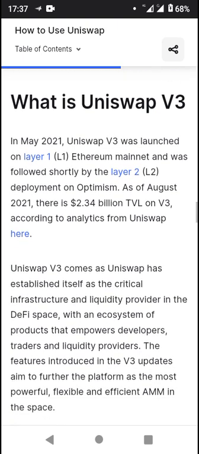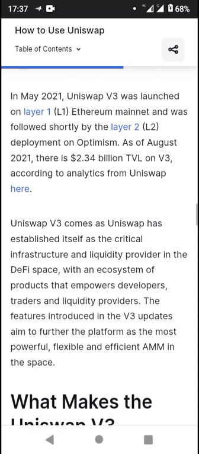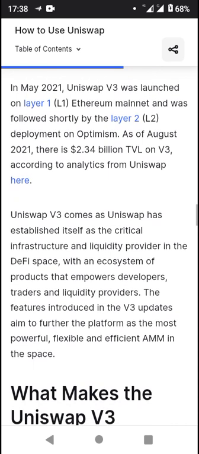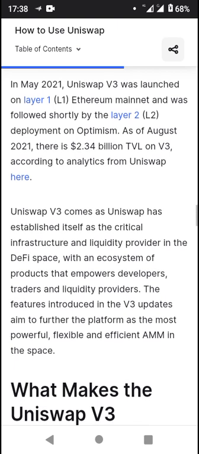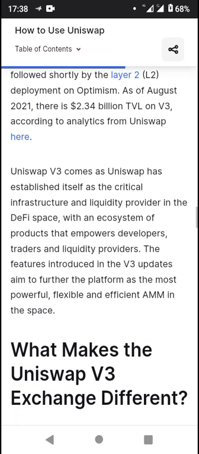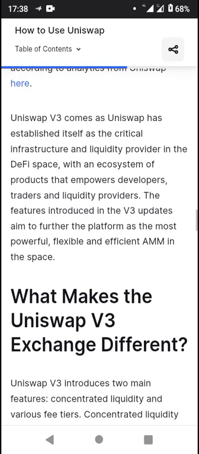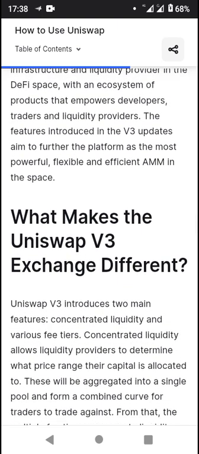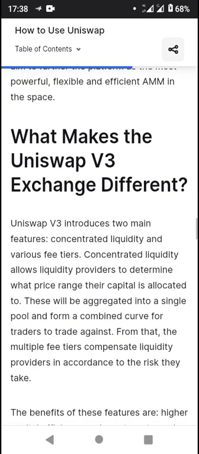Looking at Uniswap version 3, Uniswap v3 was launched on layer 1 Ethereum mainnet, followed shortly by a layer 2 deployment on Optimism. As of August 2021, there is $2.34 billion TVL on version 3 according to analytics. So we're going to be looking at what makes the Uniswap v3 exchange different.